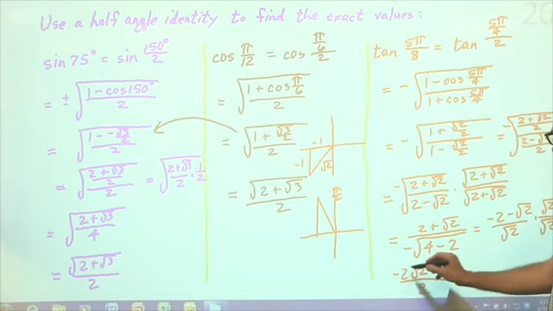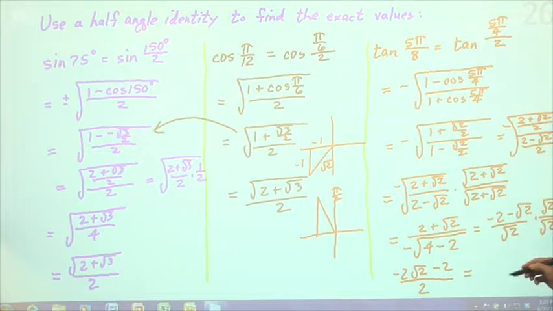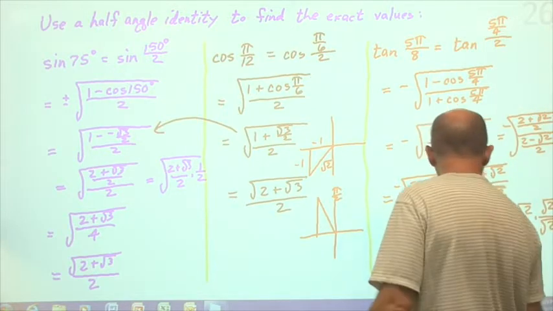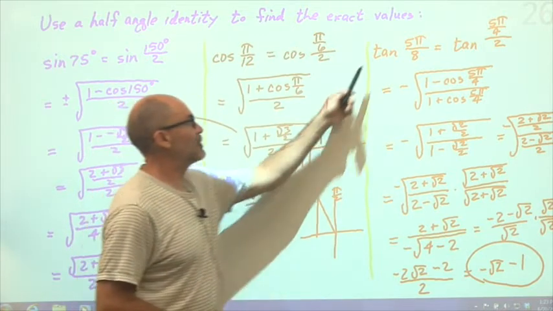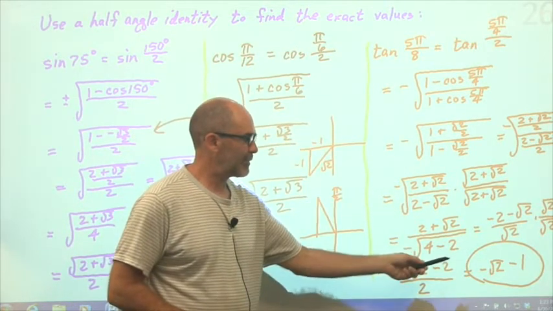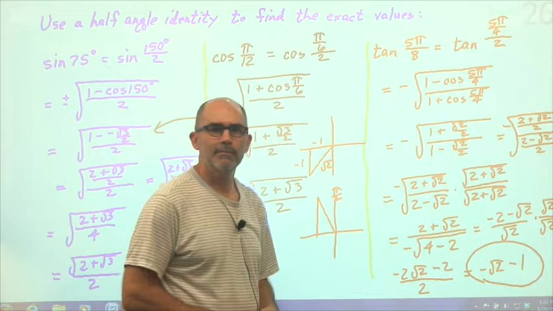So notice I have a 2 in all three terms, so the final answer ends up being negative square root of 2 minus 1. And that is tangent of 5 pi over 8. Negative square root of 2 minus 1.